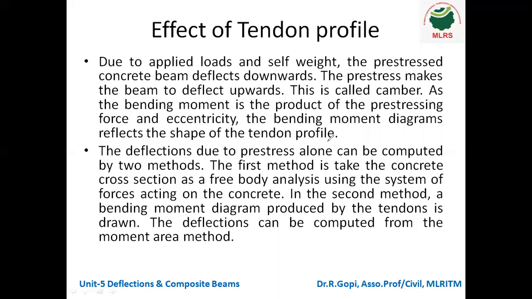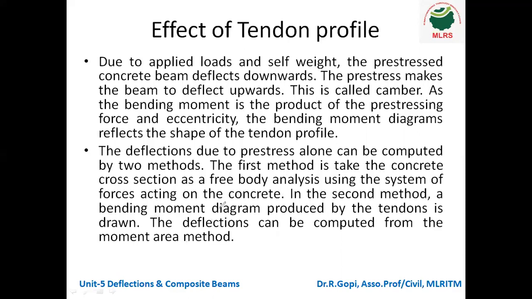So the upward deflection or downward deflection, whatever it may be, depends upon the bending moment diagram of the flexural member. The deflection due to prestress alone can be computed by two methods. The first method is to take the concrete cross section as a free body analysis using the system of forces acting on the concrete. In the second method, a bending moment diagram produced by the tendons is drawn. The deflection can be computed from the moment area method.